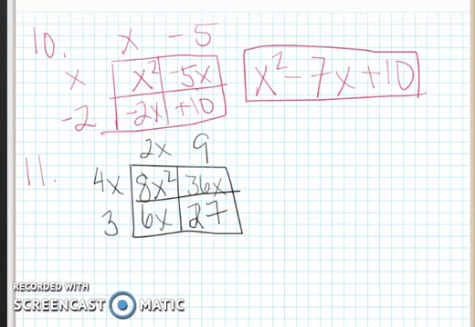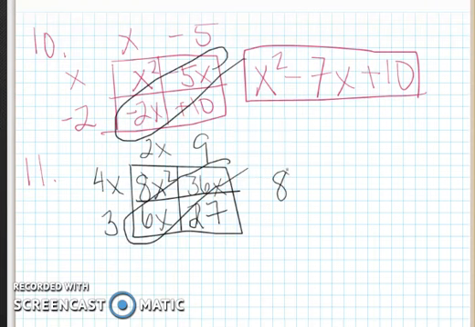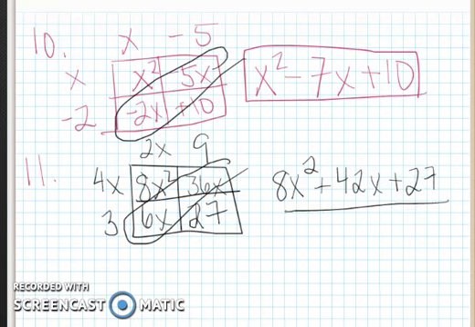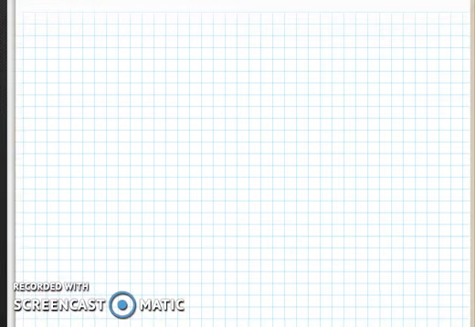Combine like terms. It's always the middle two. Notice these two middle two are adding, and we're going to add these two middle two. So we get 8x squared. 6 plus 36. Everything's positive here, so everything's kind of adding. 6 plus 36 is going to give me 42x plus 27. Another binomial.